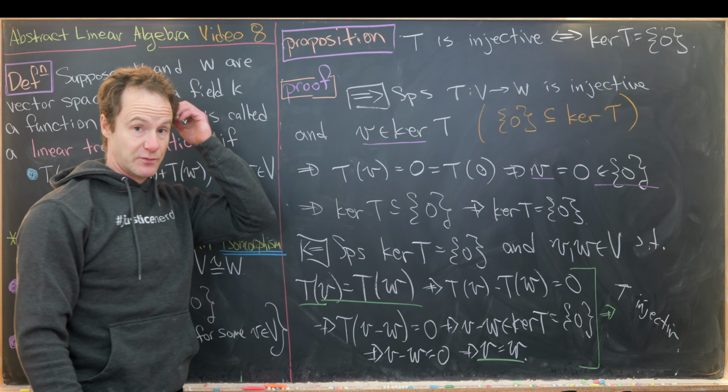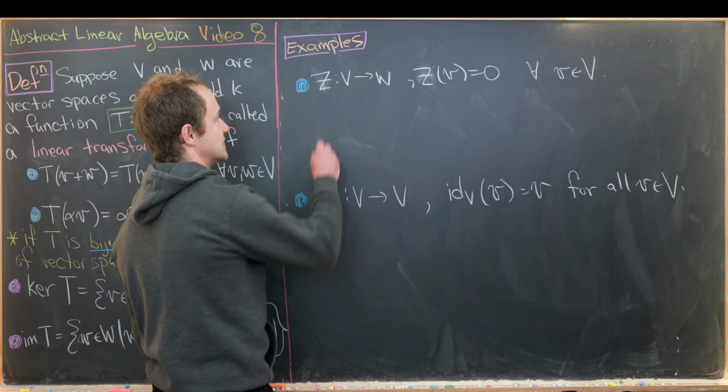Now we're going to go through a bunch of examples. And these are going to start with the most basic and simple examples. The first of which is a map Z from V to W that takes every vector V to the 0 vector. So let's check that this is in fact a linear transformation.